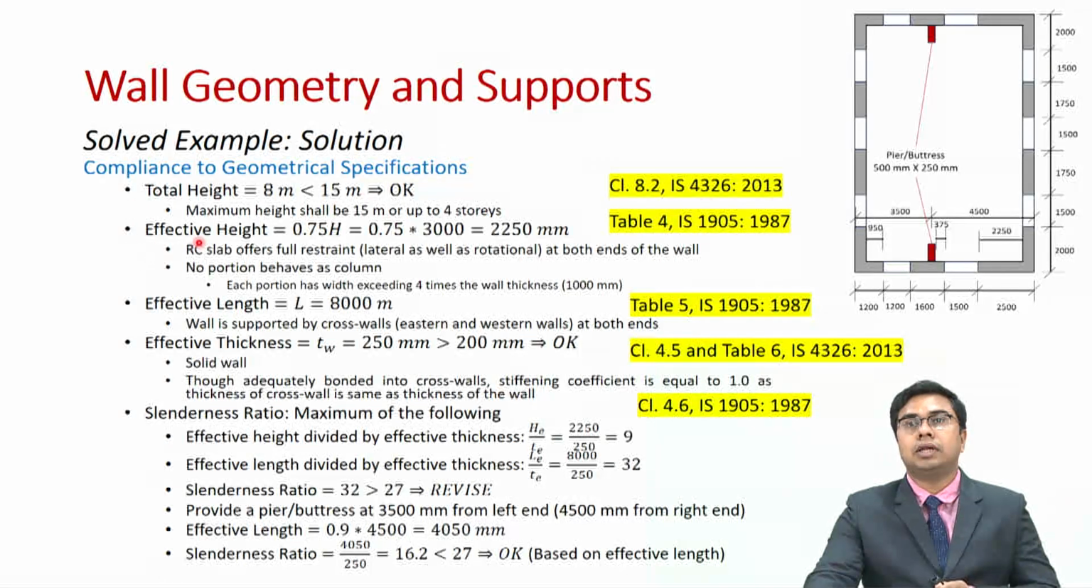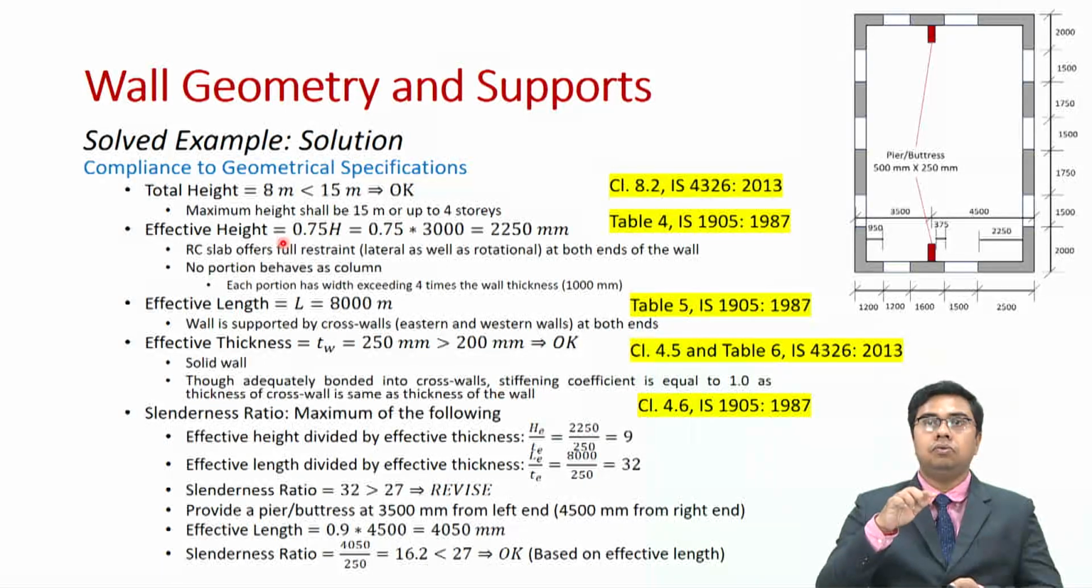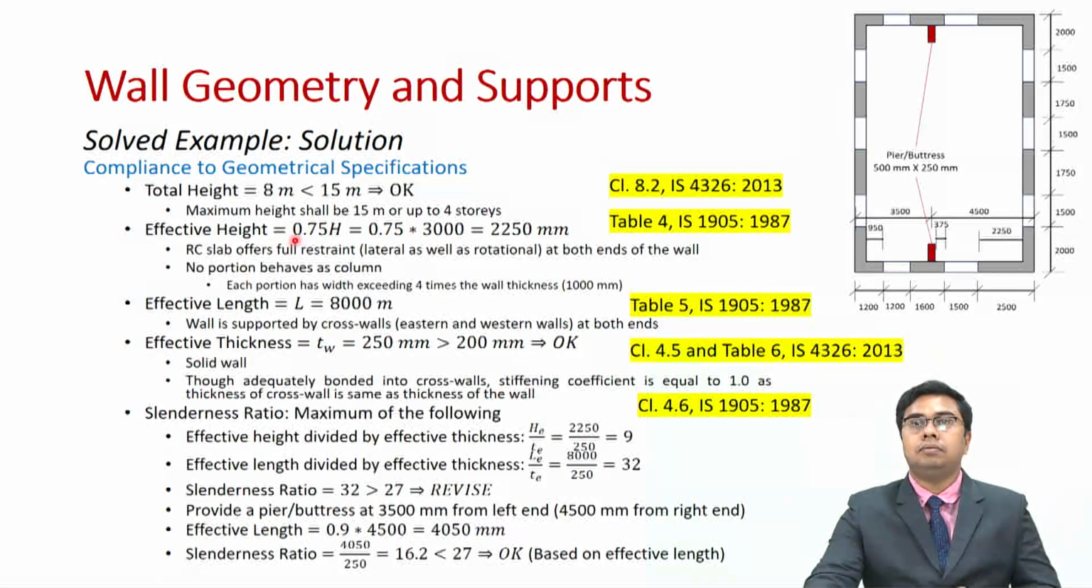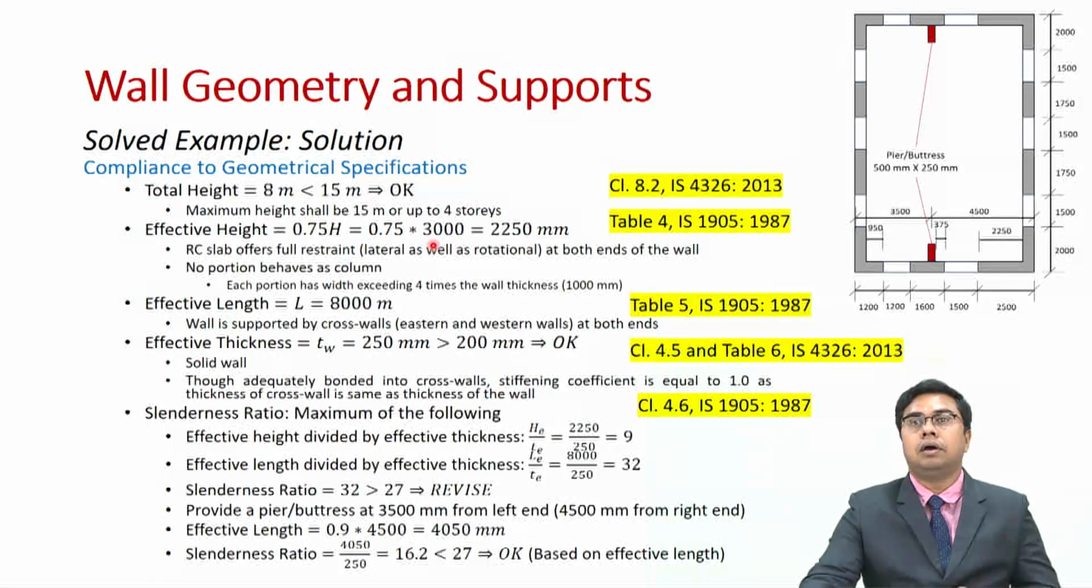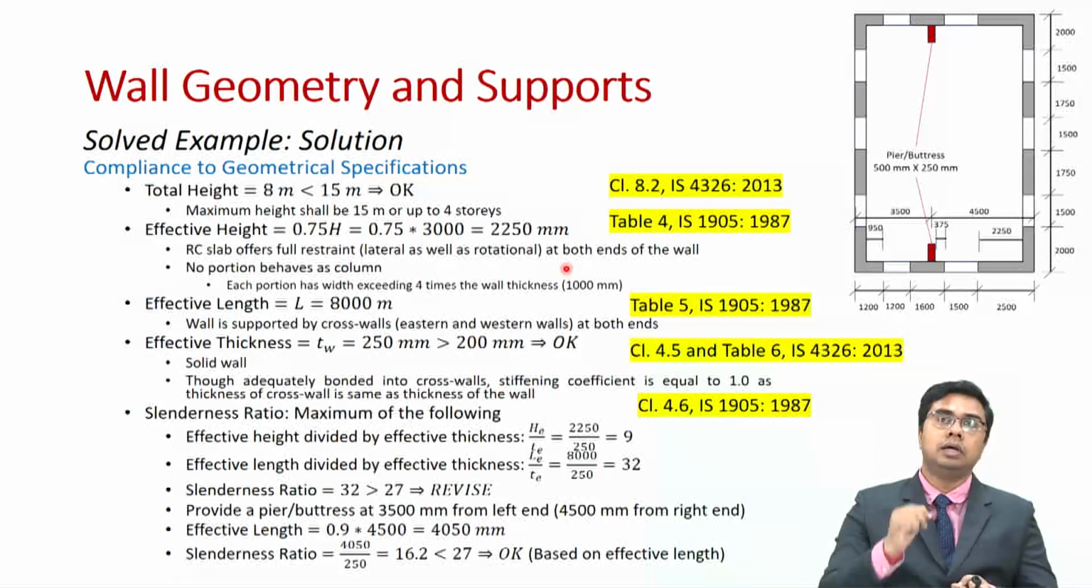Then, what is the effective height of the wall? Since we are considering the height of the wall in only one story, the effective height of the wall is found to be 0.75 h, which is 2250 millimeters. Here the value of h is the height of the wall between centers of supports, so between centers of the RC slabs. That is 3 meters. Now, in this case we have assumed that our RC slab is offering full restraint, that is lateral as well as rotational, at both the ends of the wall, at top as well as at bottom.